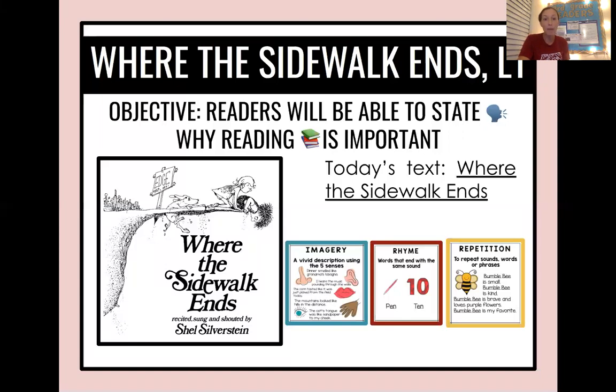And we are going to learn about that today with a poem called Where the Sidewalk Ends by Shel Silverstein. And poems are different than regular stories because they're usually shorter and they have imagery. Imagery is something that we are going to practice a lot today. And imagery is when you read words that give you pictures in your brain. So when you read words that give you pictures in your brain, that's called imagery.